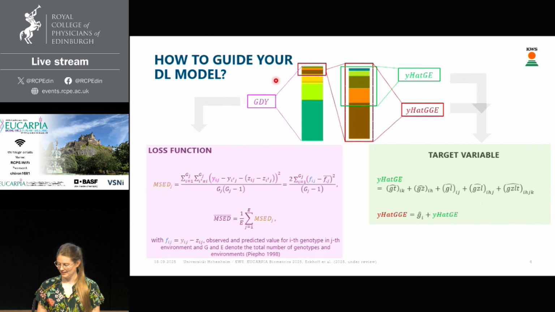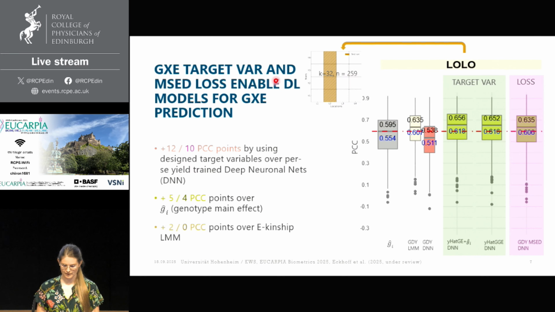Okay, so how does this in the end affect our results? What I'm showing here is results from leave one location out cross-validation from exactly the data set I presented in the beginning, for both the design target variable and the MSED loss function approach, in green and in pink. On the y-axis, you see the Pearson correlation coefficient. On the x-axis, you see the type of model, so the target variable we used to train the model on, and then the name of the model, and you see 3 different benchmarks.